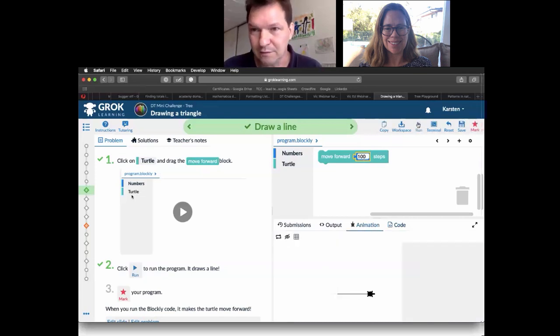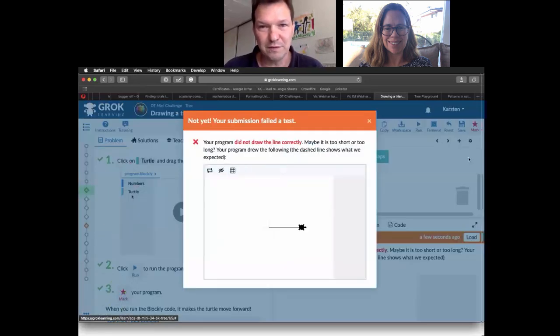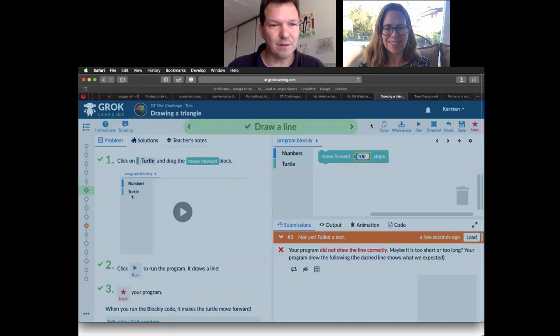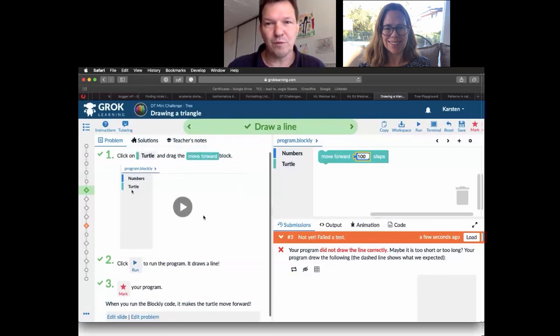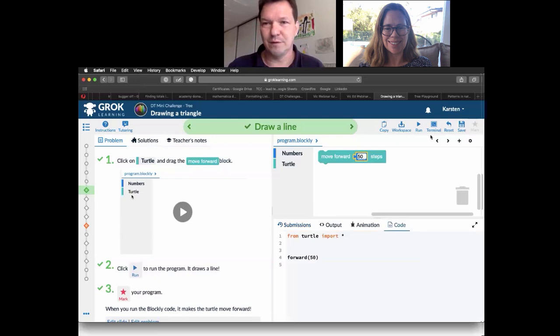Okay, right. The good thing is, when you've done your coding, you can click on the mark button and then we are going to check the code and tell you whether it was right or not. Oh, I made a mistake. Your program did not draw the line correctly. Maybe it is too short or too long. My program drew the following. Okay, right. So what was I supposed to do? Maybe 50. Let's try that again.